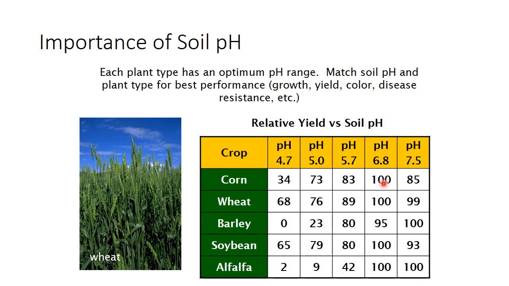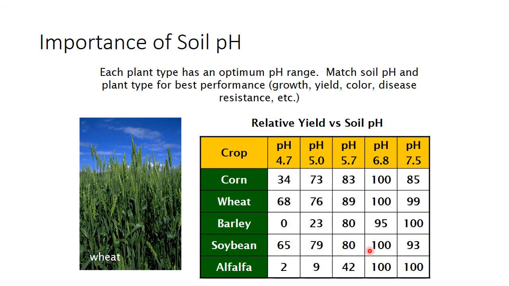So for corn, for example, if we have a soil pH of around 4.7, we would only get a yield of 34% of what we would have had our soil been managed to be a soil pH of around 6.8. Wheat is more tolerant of pH than corn is, but we still get a big yield decrease as we get more acidic soils. Barley does not like acidic soils, so barley prefers a really high pH, it's pH 7.5, and as we decrease pH and get more and more acidic, barley really drops off in yield.